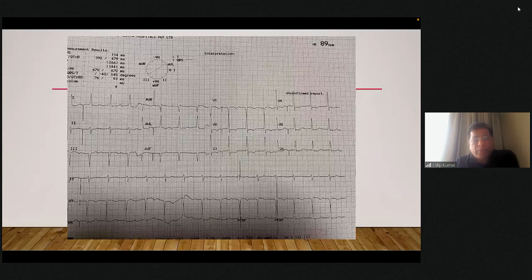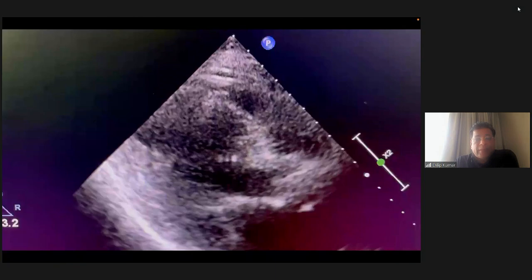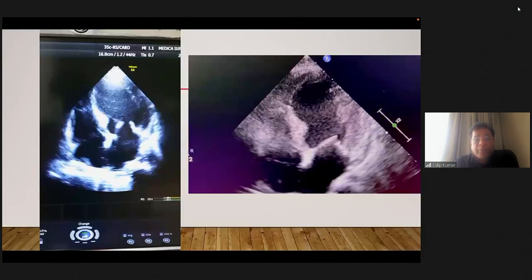This is the kind of ECG which we got, paced at 90 per minute. As we all know, if you do AV node ablation, junction ablation, you have to pace the heart at 90 heart rate for 2 to 3 months, and you see the narrowing of the QRS, and the patient definitely improved in 3 months' time.